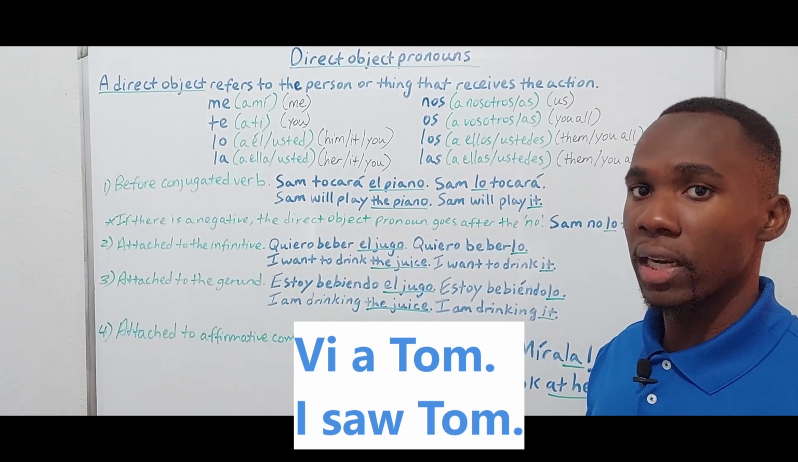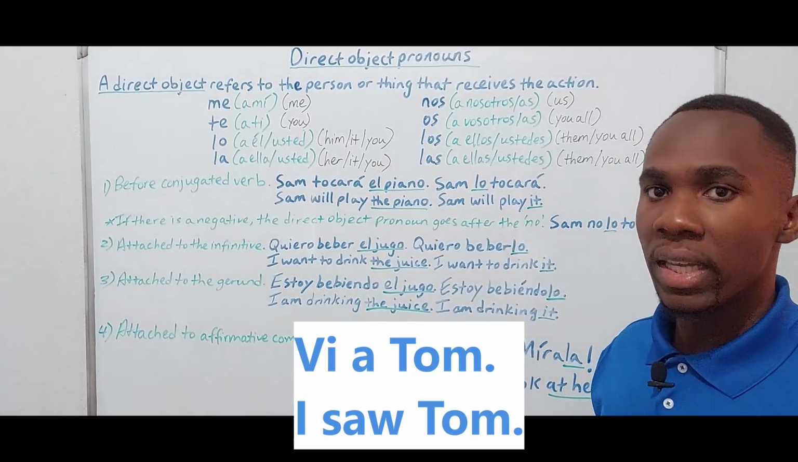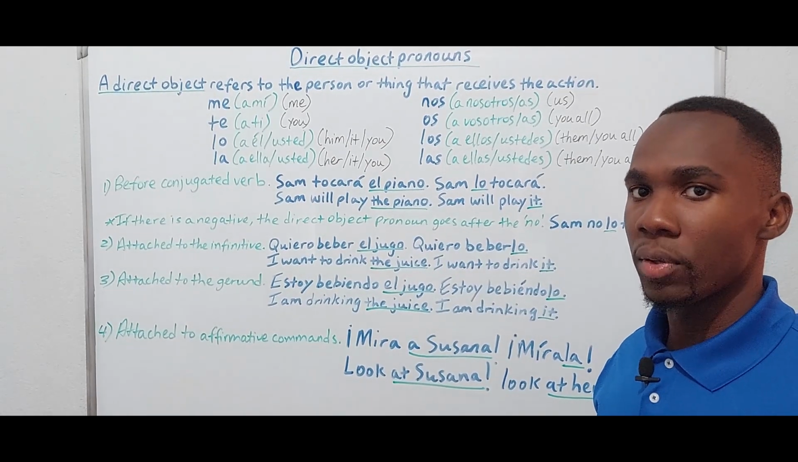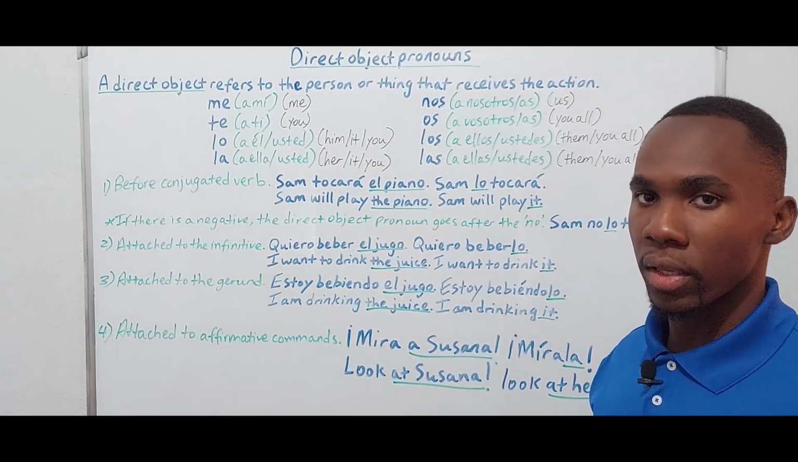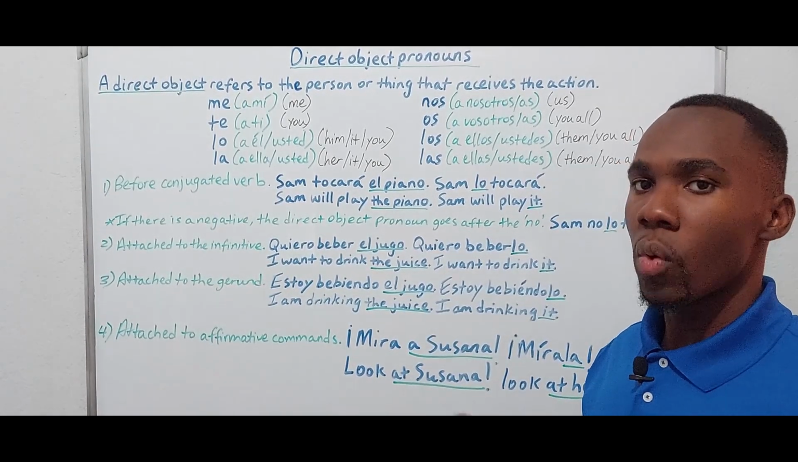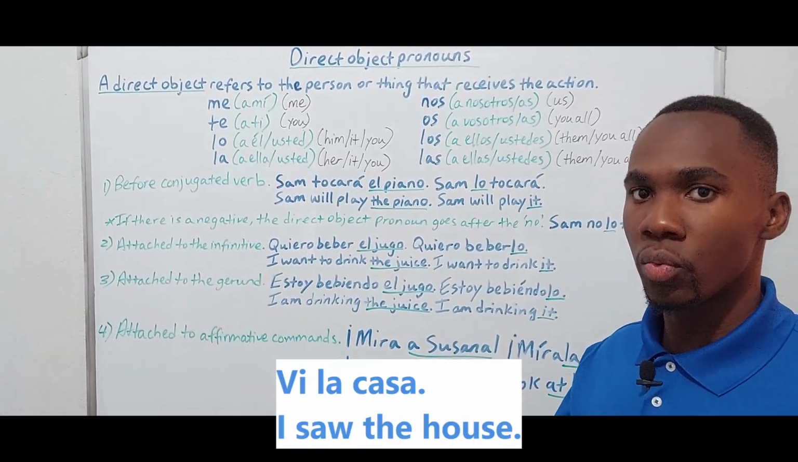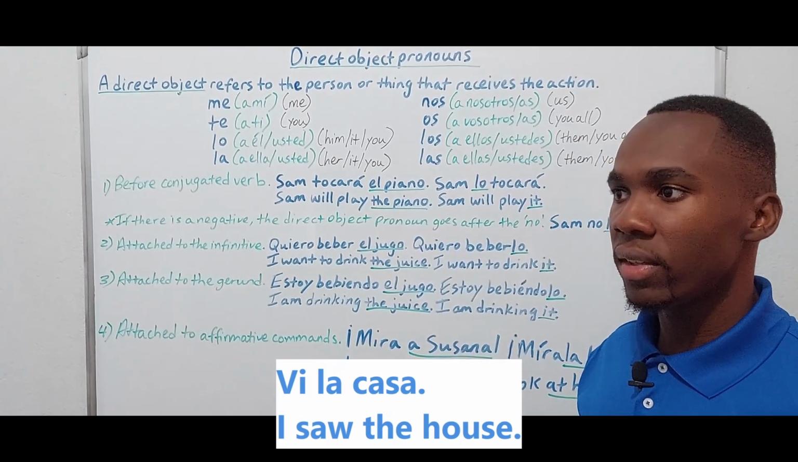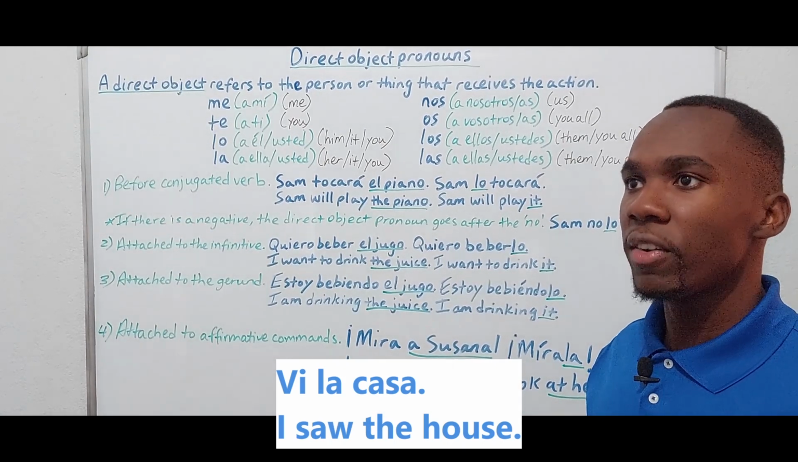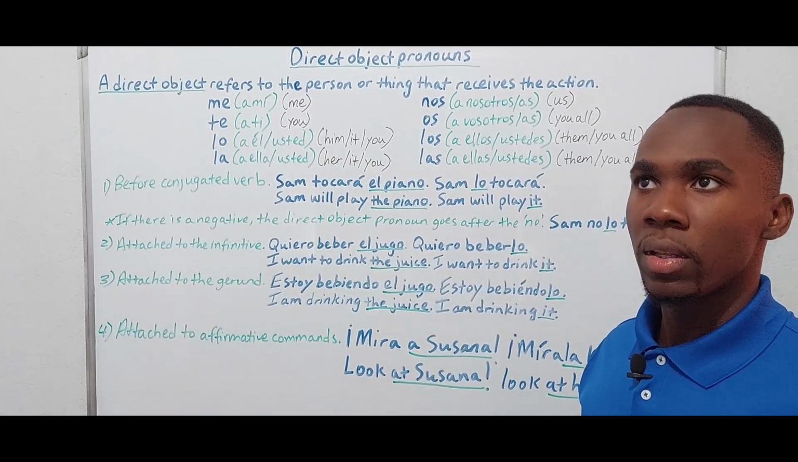Once a person is the direct object, then you need the personal "a." So "vi a Tom," who did I see? Tom, right? So that would be an example of a direct object there, right? And that's an example of a direct object being a person. So if I wanted it to be a thing, I would say "vi la casa." I saw the house, right? So what did I see? The house, la casa.